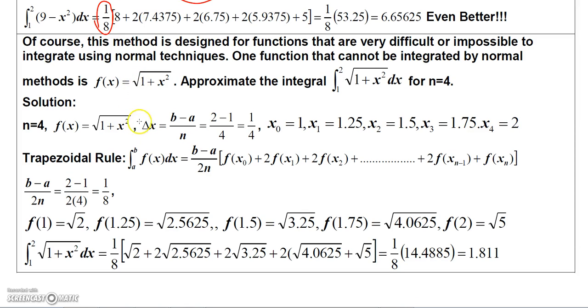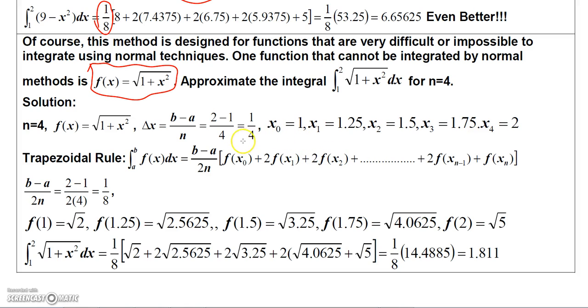So let's say I had a function like this, square root of 1 plus x squared, and I wanted to integrate it from 1 to 2 using n equal 4. Well, again, since I'm using the same limits, 1 to 2, then delta x would be 1/4 again. So I'd still have the same as I did up here. I'd have 1, 1.25, 1.5, 1.75, and 2. That would be my x values.